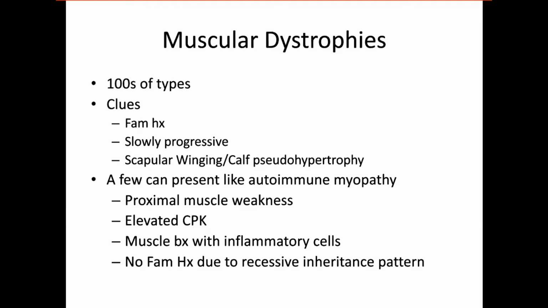And some things that you can often look for on your exam that would be atypical of an inflammatory myopathy would be things like scapular winging or pseudohypertrophy of the calf. But a lot of them can present with proximal muscle weakness, the CPK elevation, even sometimes on the muscle biopsy, you can get inflammatory cells. So typically the diagnosis is made with genetic testing now. So if I have someone who has a muscular dystrophy, I'll talk with Shakti Nair, and we'll send some genetic testing on them at that time.